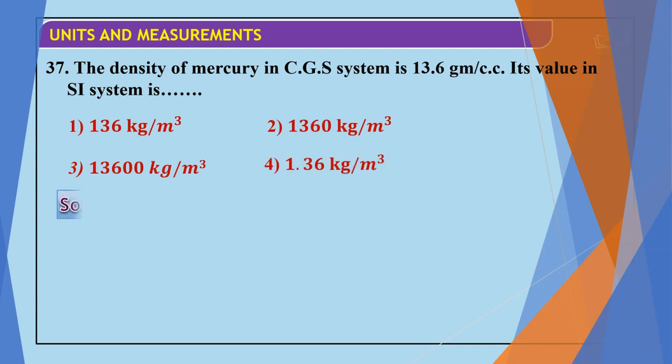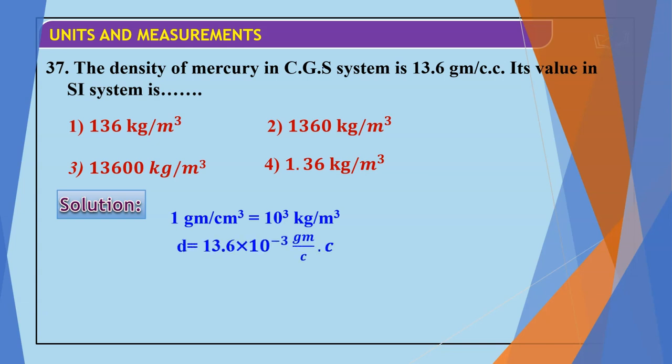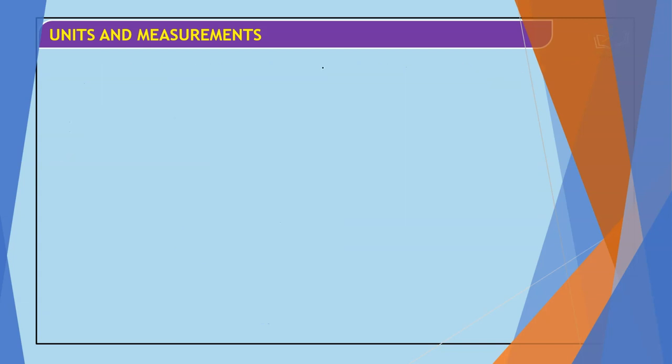Now let us see the solution of this question. 1 gram per centimeter cube is 10 to the power 3 kg per meter cube. And the density is already given as 13.6 gram per centimeter cube. So when we put this value, we get the result 13,600, that is 13,600 kilogram per meter cube. According to this, the third option is the right answer.